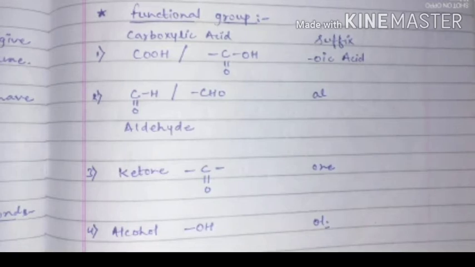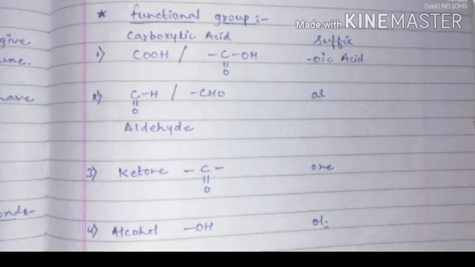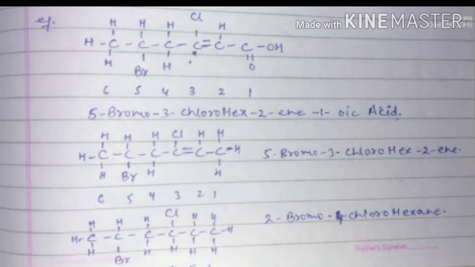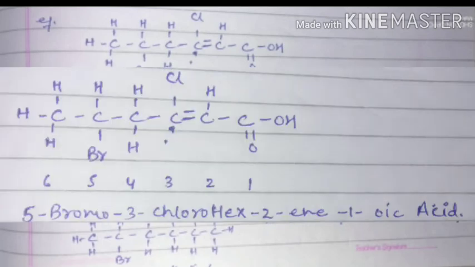Then the third one is a ketone, so we need to use "one", and the fourth one is an alcohol, we need to use "ol". Now student, I have given three examples to make you understand. Yes, so in the first example you can see I have used a carboxylic acid with a double bond. Yes, so we need to give the number.